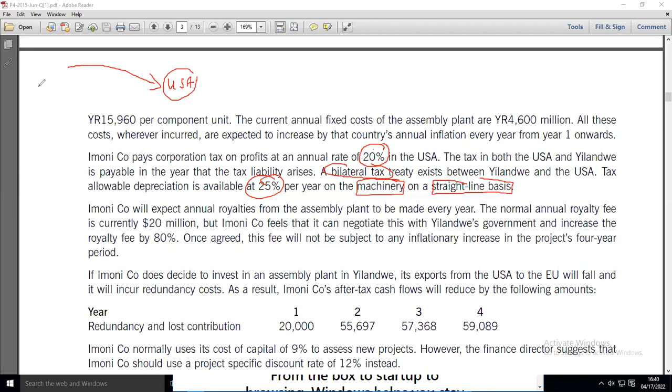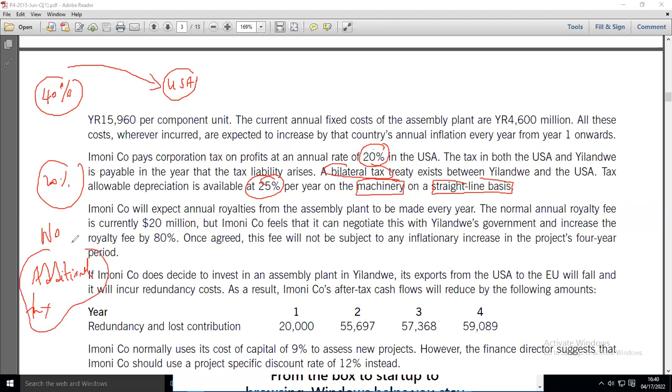So for instance, Y is charging their tax at what? 40%. So you have already suffered 40%, 20% is small. So there's no additional tax in the US. That's the meaning of the bilateral tax treaty. So there's no additional tax because you have already suffered the higher tax.